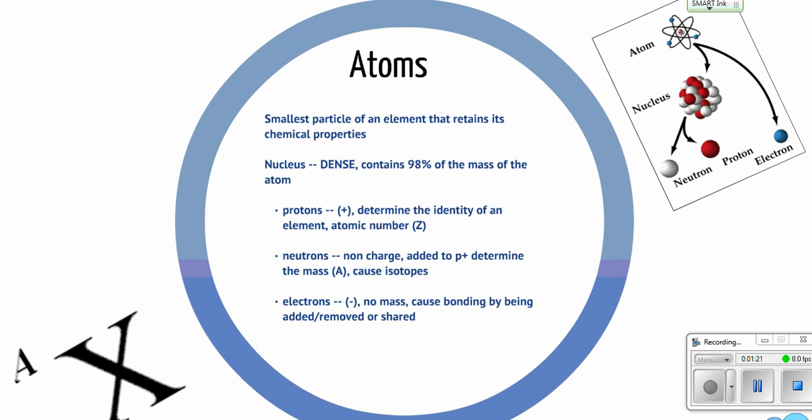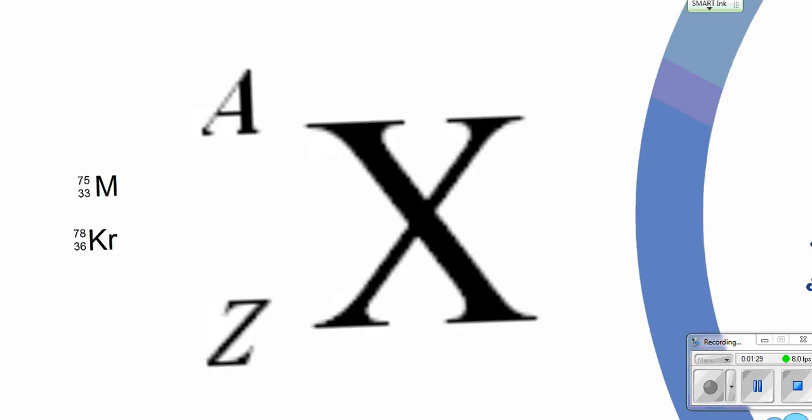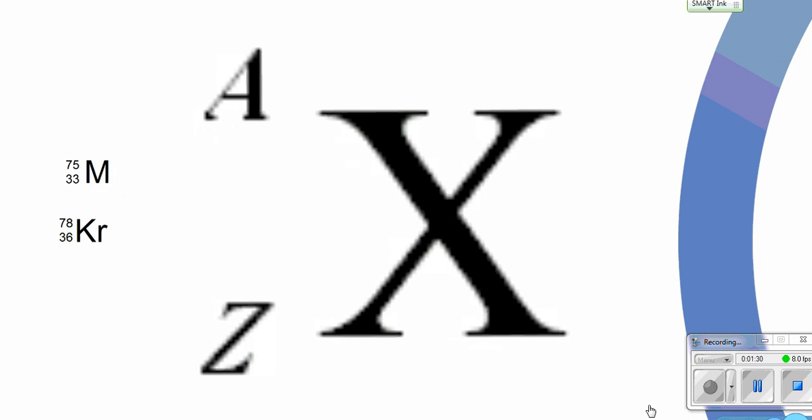You can tell what an atom is by writing it in isotope notation. In isotope notation, you write the chemical symbol, and above the chemical symbol you write the mass, and below that you write the atomic number. So the formula is A, which is the mass, over Z, which is the nuclear charge, or the number of protons, and then just the atomic symbol.